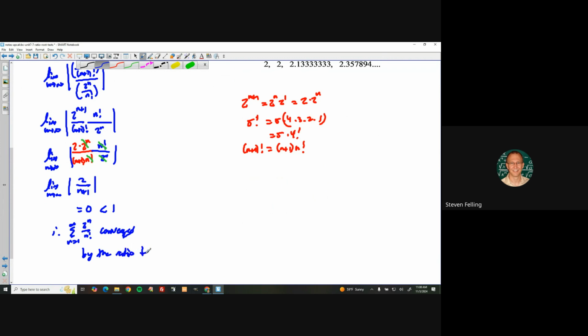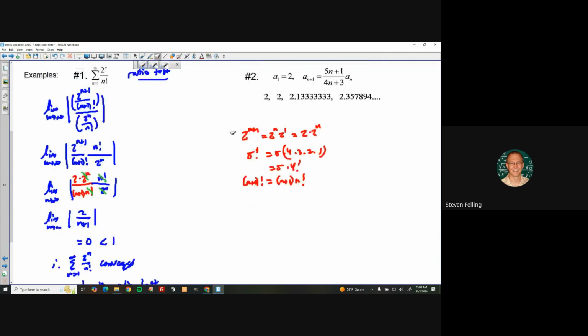So the good news is it's pretty straightforward. There's usually a lot of canceling that happens. It's perfect for when you have factorials. Okay, let's do another example here. Let me erase this.